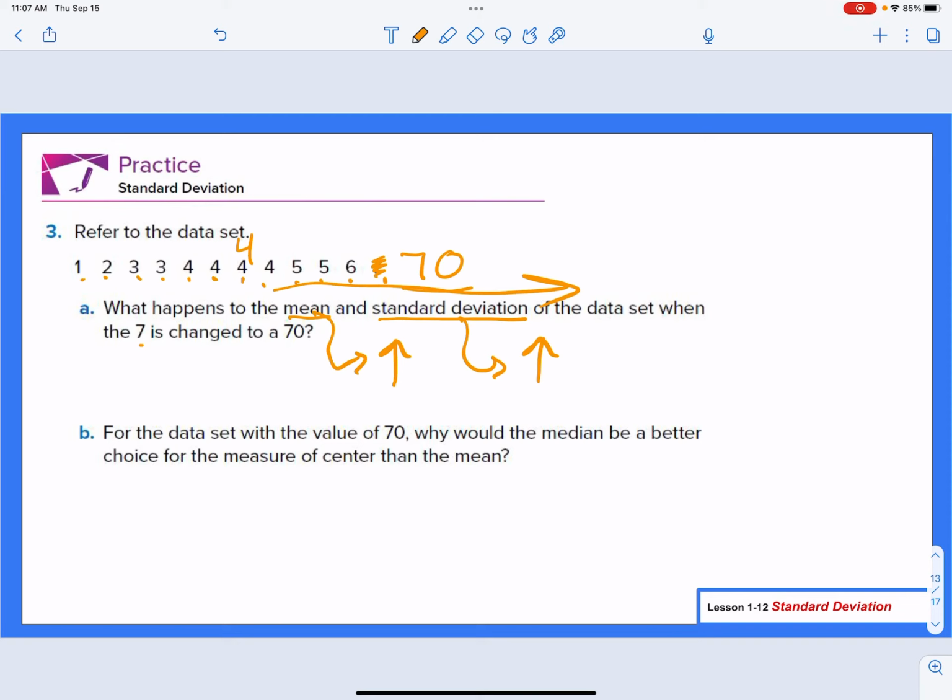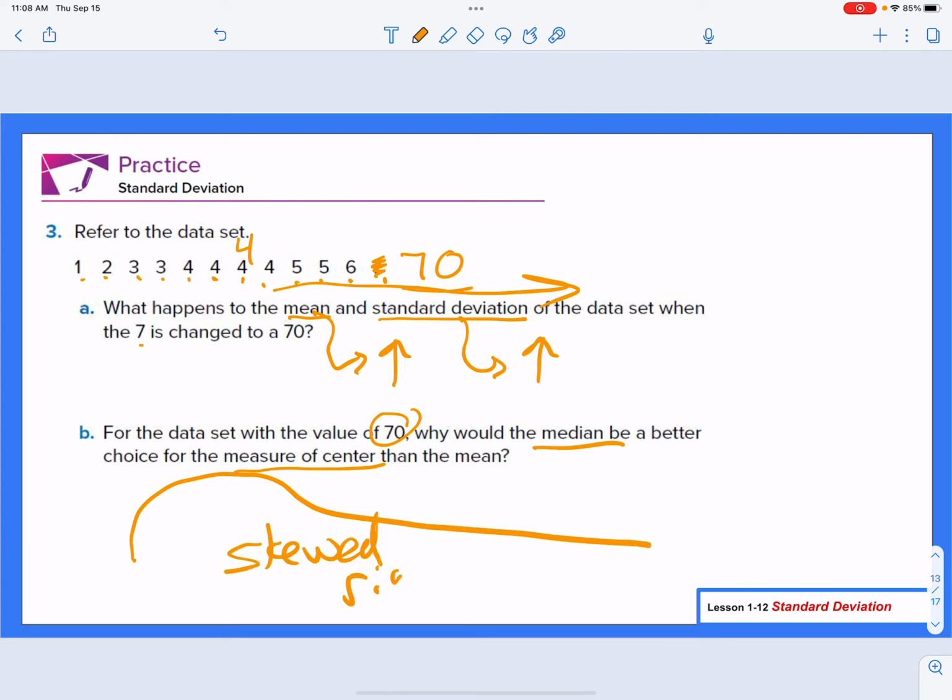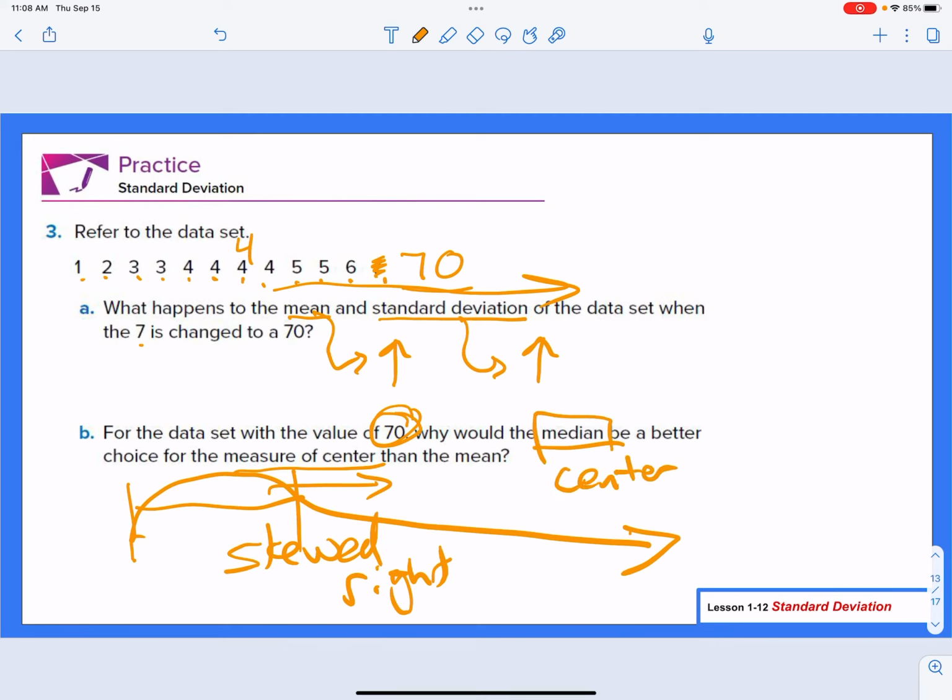For the data set with the value 70, why would the median be a better choice for the measure of center? Well, the reason the median is better is because we have this skewed data, right? We're going to say it's skewed right because that 70 pulls the data that way. And because it's pulling it, we're going to get a mean that's much greater than most of the values. Most of the values are here, but I'm going to have a mean that's way over there because of that 70. So a median is going to be a little bit more center and be a better way to say where the center's at because of that outlier, because of that extreme number.